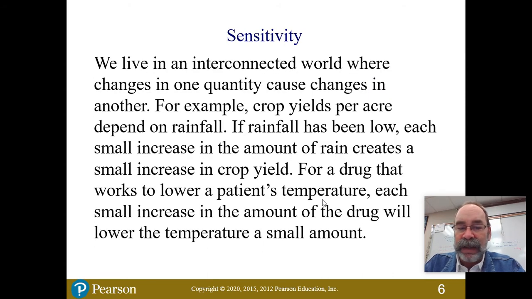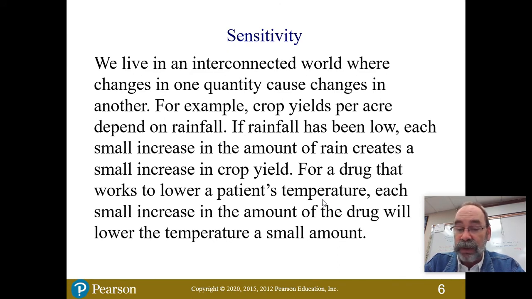So now we talk about sensitivity. What the heck is that? Let's talk about crops. The crop yield depends upon the rainfall. So how much of a rainfall do we need to make a big increase in our crop yield? That's where we're talking about sensitivity.